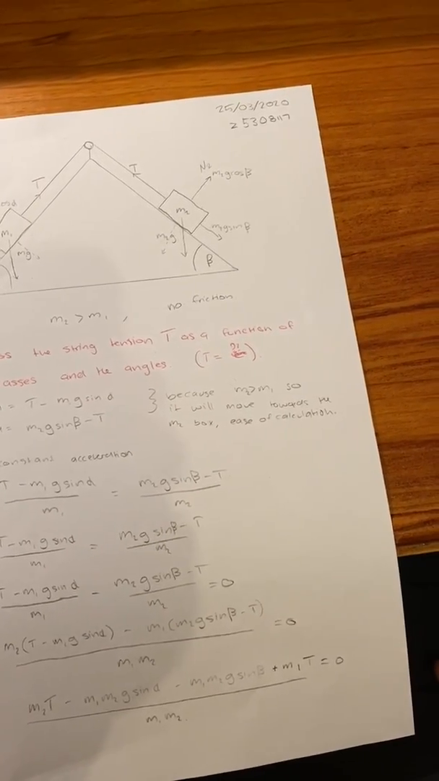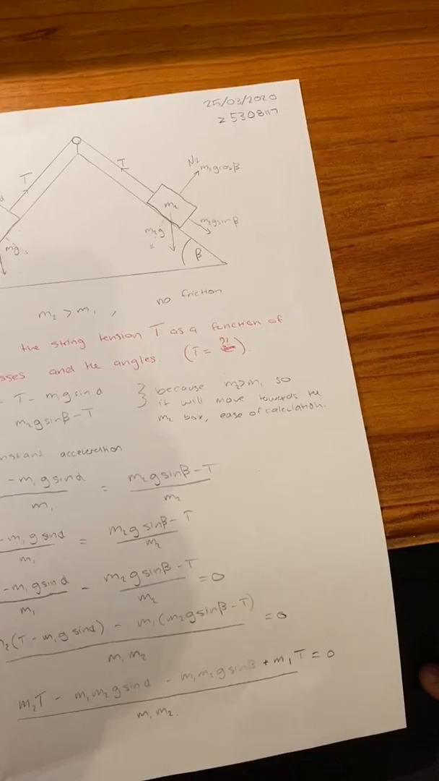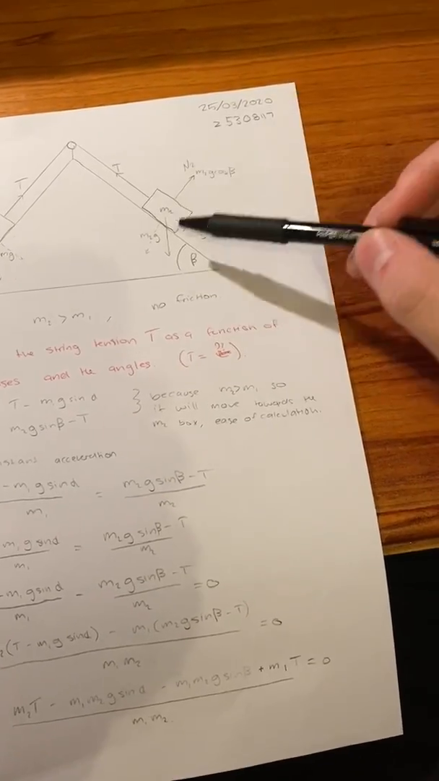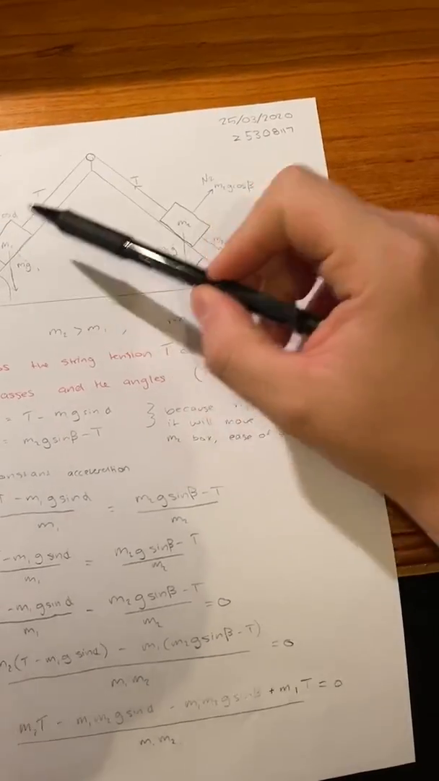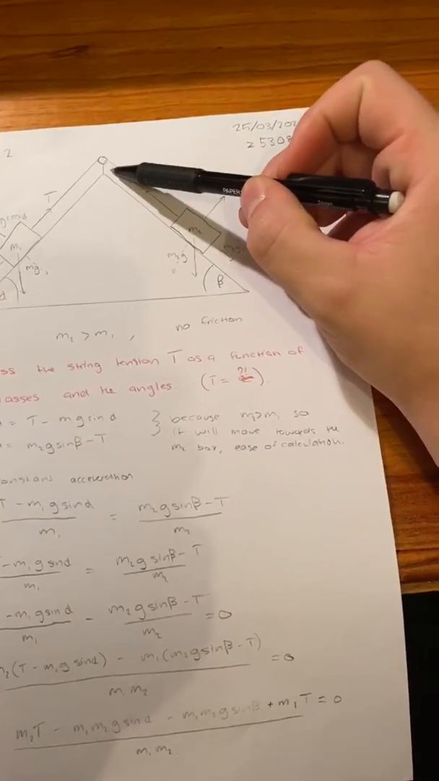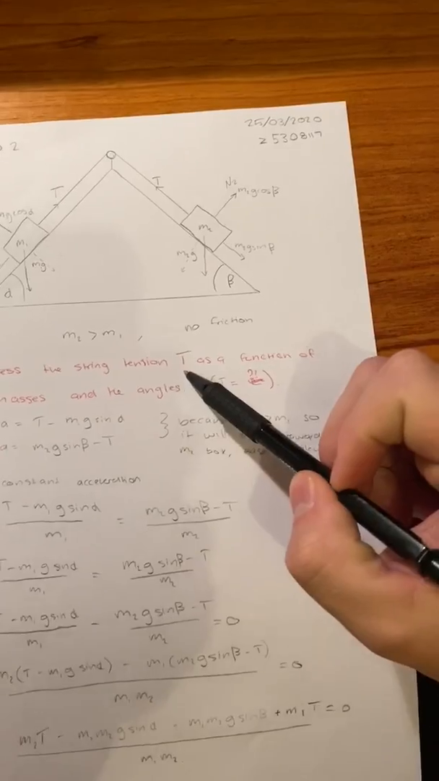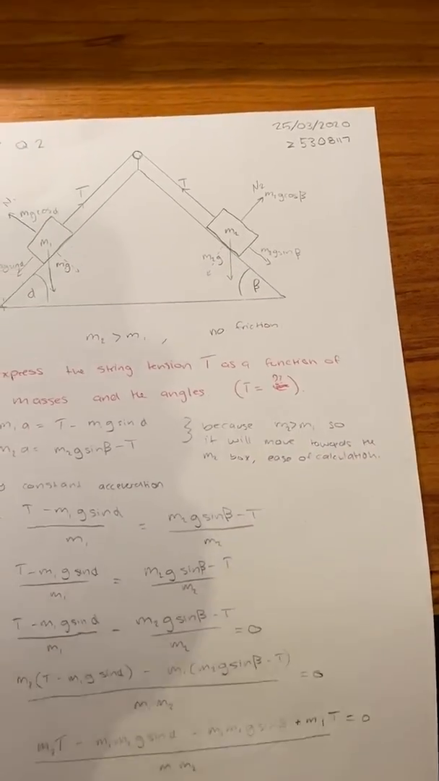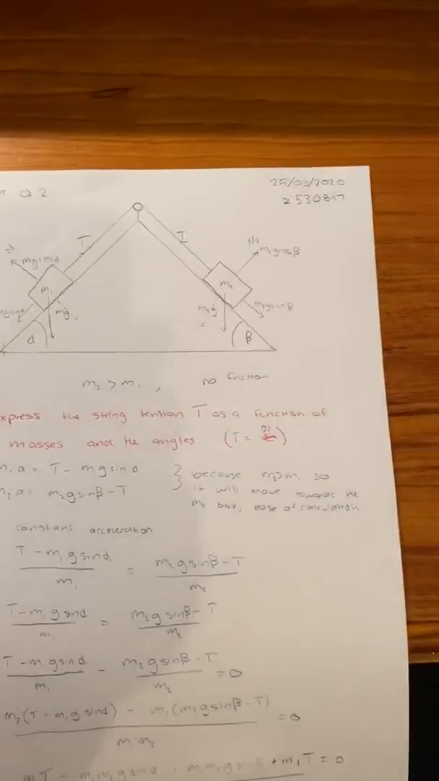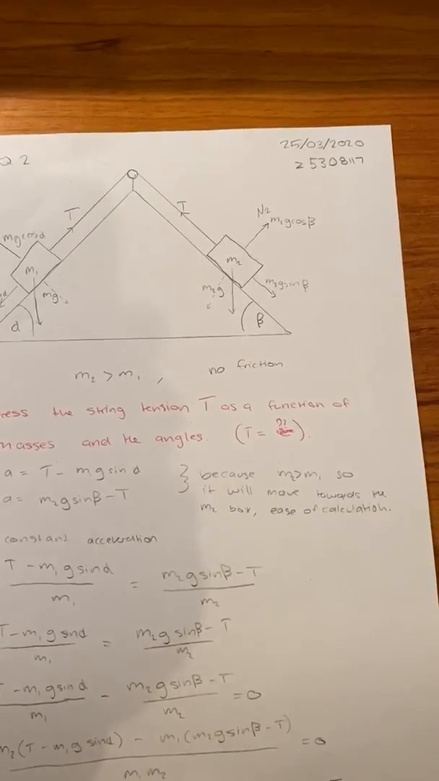The question states, or asks us to, from a situation of a triangle with 2 masses on it and a pulley system at the top, find the tension in the string as a function of the masses and the angles. To start off with, I just drew the diagram.